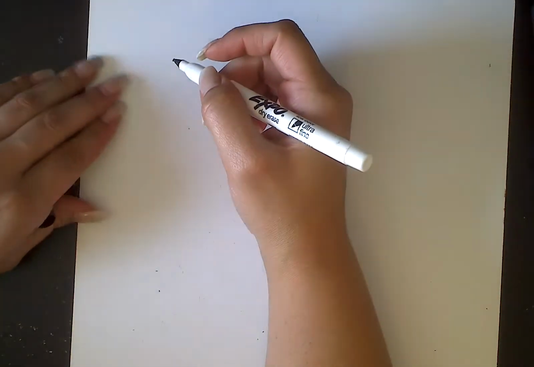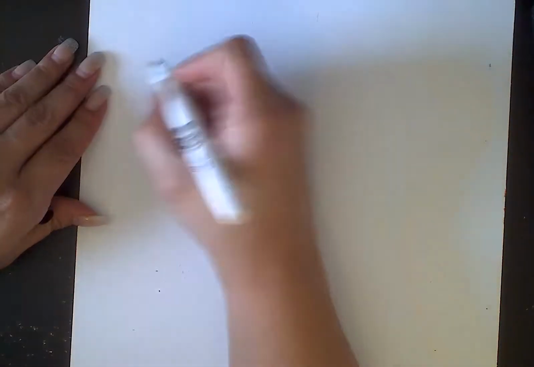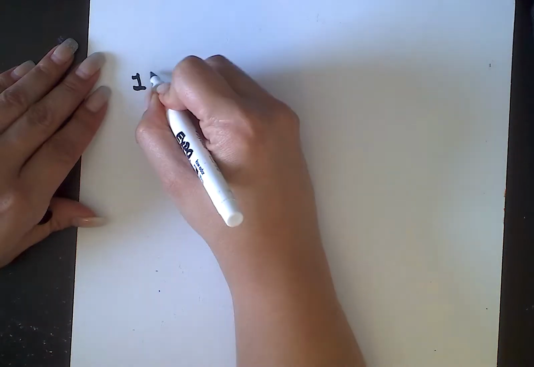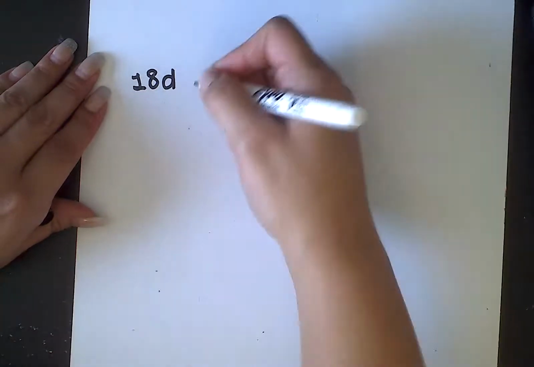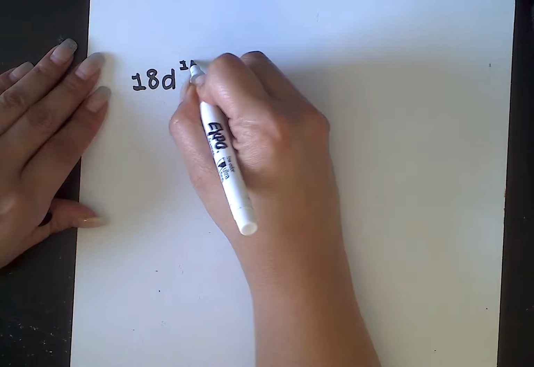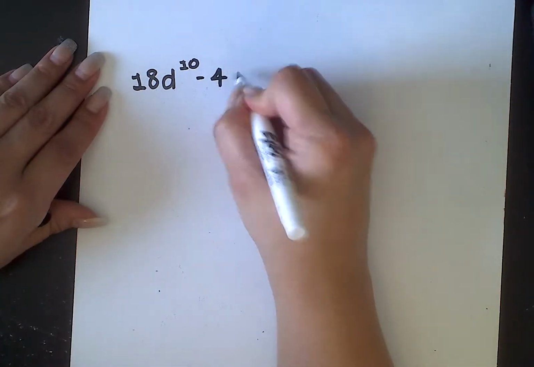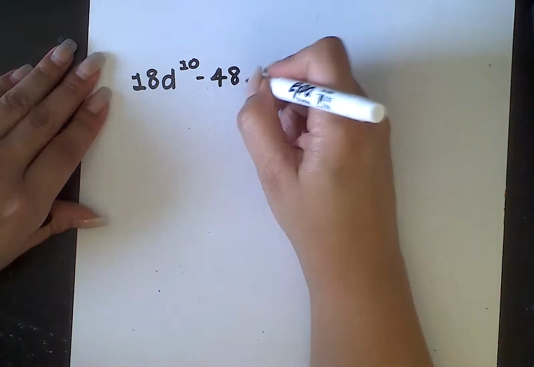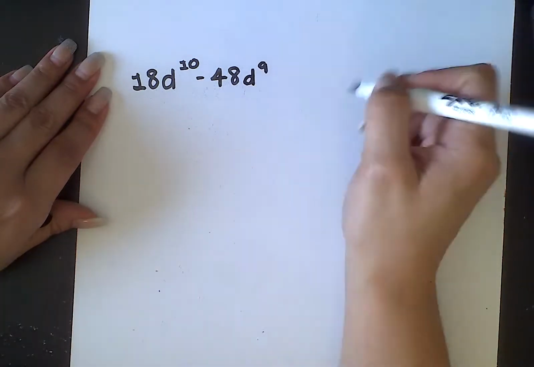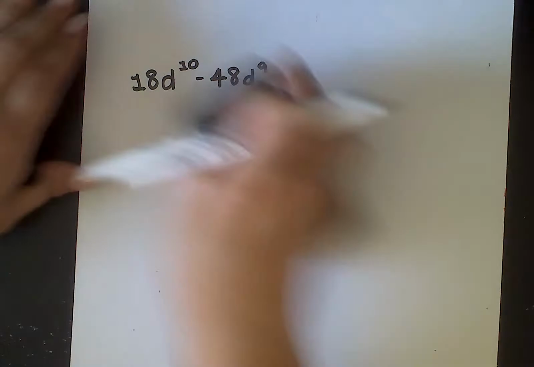Okay, so Jocelyn, I see that one of the ones that you were stuck on was like this right here. It said factor out the greatest common factor, and it gave you 18d to the 10th power. Ooh, that is pretty ugly. Minus 48d to the 9th power. You know what? As a matter of fact, I can already tell this one's a long one.